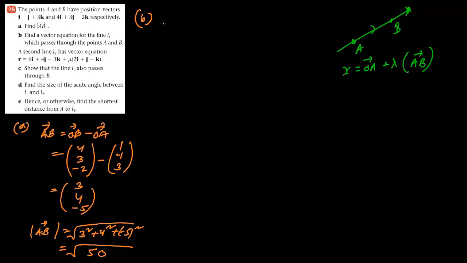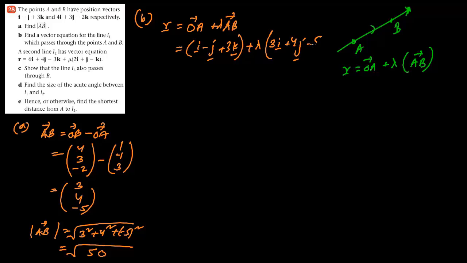So first of all, we can write this directly. R equals OA plus lambda AB. So OA is i minus j plus 3k plus lambda, AB is going to be 3, 4, minus 5. Now it is important to note AB is going to be the direction vector. So if there is any number that can be taken common and put into the scalar, we have to take that common. Here we can take nothing common, so we'll just write 3i plus 4j minus 5k, and that's it.